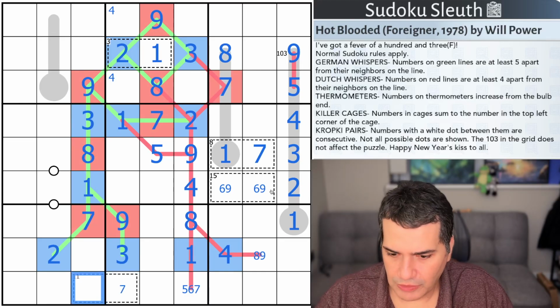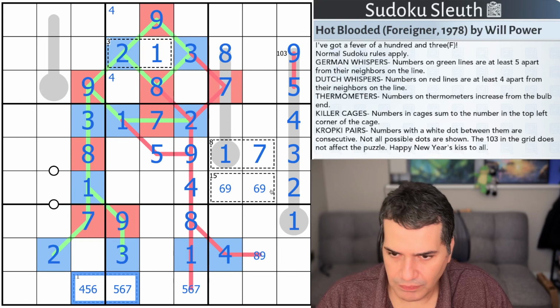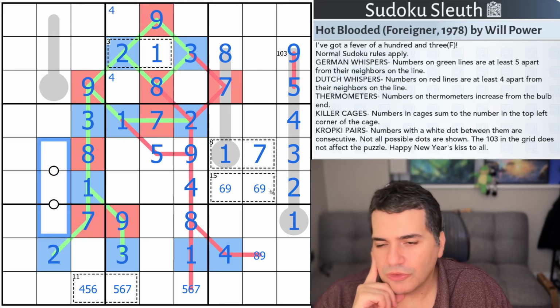Exactly as follows: 7 and 4. And then 5 6 is possible. 5 6 would place a 7 in here, which is totally fine. Okay, what about this? Not thermometer, excuse me. White Kropki series.